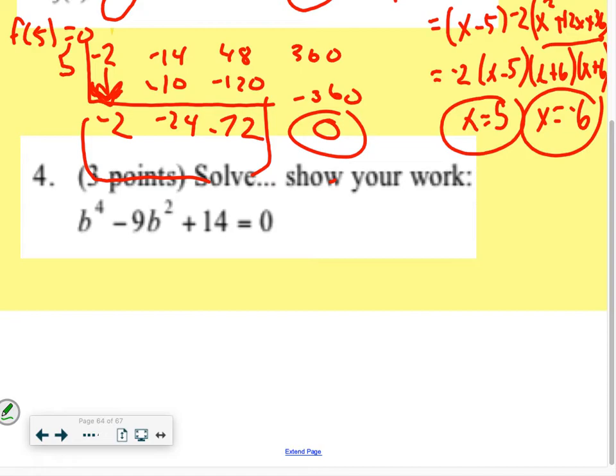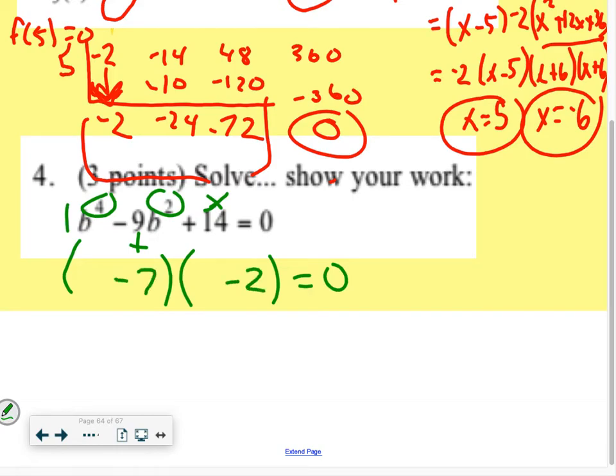But this is a quadratic form equation. So we can factor this like we factor a quadratic, finding 2 numbers that multiply to 14 and add to negative 9 because the leading coefficient is 1. So negative 7 and negative 2 multiply to 14 and add to negative 9. And then, instead of having a b and a b, I'm going to have a b squared and a b squared. Because that's what makes it b to the 4th power when you take b squared times b squared.